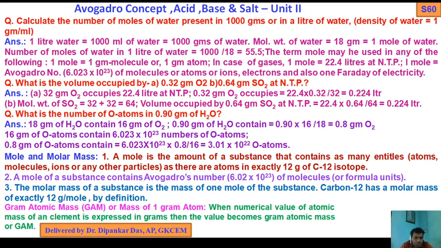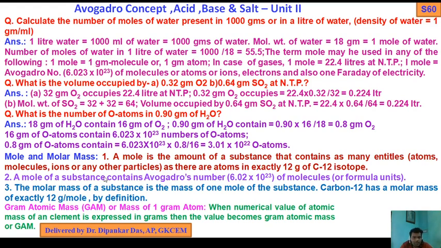Now come to moles and molar mass. A mole is the amount of substance that contains as many entities, meaning constituent particles like atoms, molecules, ions or any other particles, as there are atoms in exactly 12 gram of the C-12 isotope. I have already discussed isotope, isobar, isotone in the previous video lectures on atomic structure.